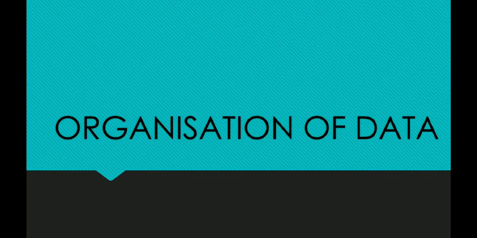Our today's topic is organization of data. In the previous chapter, you have learned about how data is collected. You also came to know the difference between census and sampling. In this chapter, you will know how the data that you collected are to be classified. The purpose of classifying raw data is to bring order in them so that they can be subjected to further statistical analysis easily.